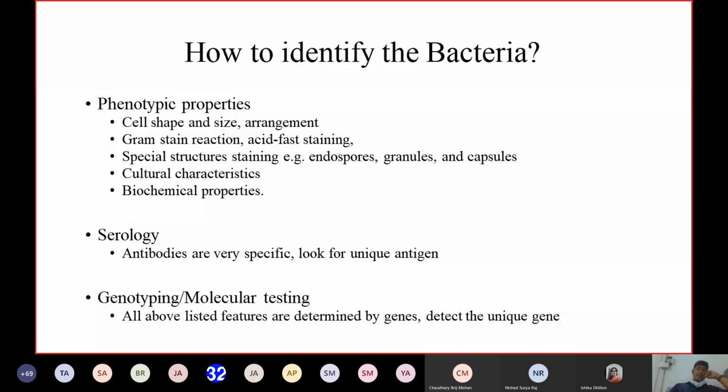Similarly, which amino acids they are able to utilize and which they cannot. These all differ for different organisms, and the fermentation pattern of sugars and the utilization pattern of amino acids is different for different bacteria. Besides that, we can again look at biochemical properties: what enzymes they are producing, whether they are able to produce urease enzyme, whether they are able to produce coagulase. This kind of thing we can check.